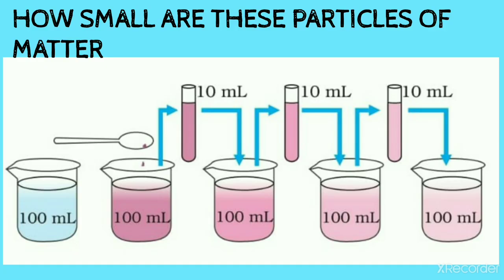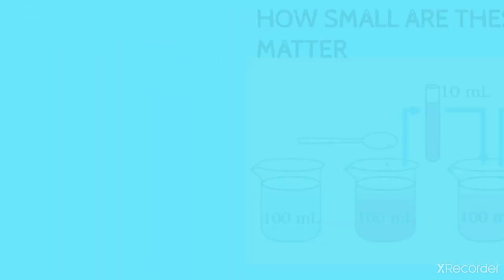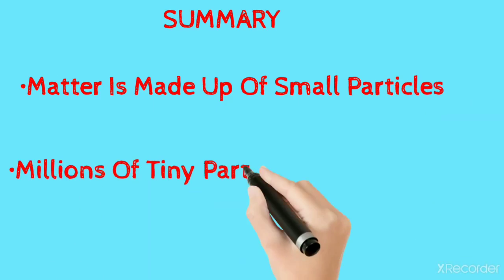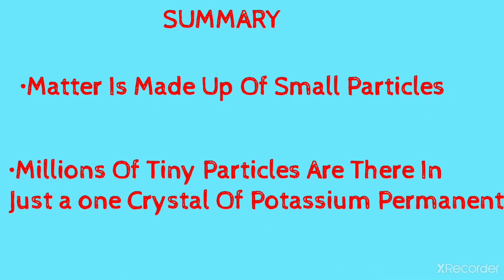We observed that every time we dilute, the density was changing, but the color was still visible. In this experiment we conclude that there must be millions of tiny particles in just one crystal of potassium permanganate. Let's see the summary of this video too. Matter is made up of small particles. Millions of tiny particles are there in just one crystal of potassium permanganate.